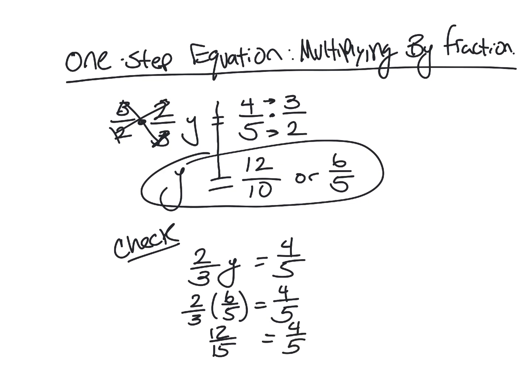Now, those don't look the same, so we have to ask ourselves, is our answer correct? Well, 12/15, if I divide both 12 and 15 by 3, I can simplify this fraction, and 12 divided by 3 is 4, 15 divided by 3 is 5, so 12/15 is actually equivalent to 4/5, so that's how we know that our answer was correct.